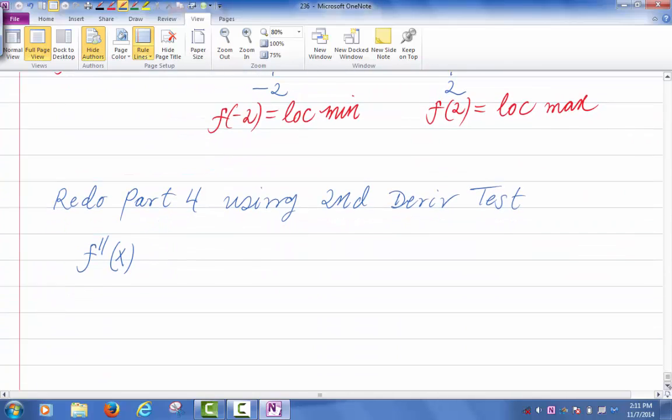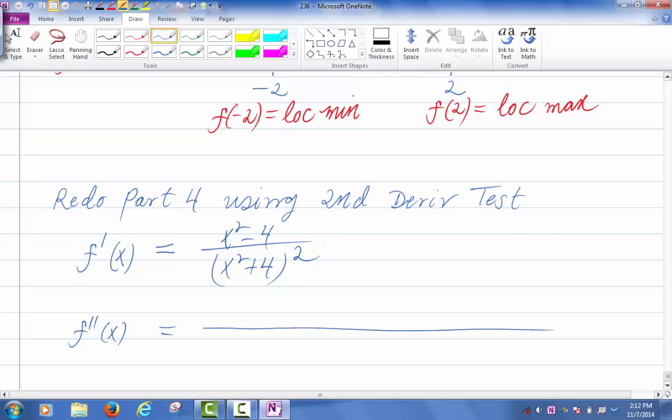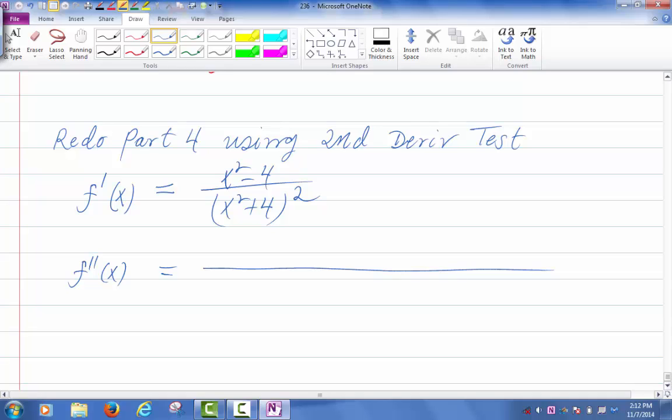Let's recall that the first derivative was x squared minus 4 over x squared plus 4 squared, right? Is that the one? And then I need to find the second derivative of that. And of course we will be applying the quotient rule.